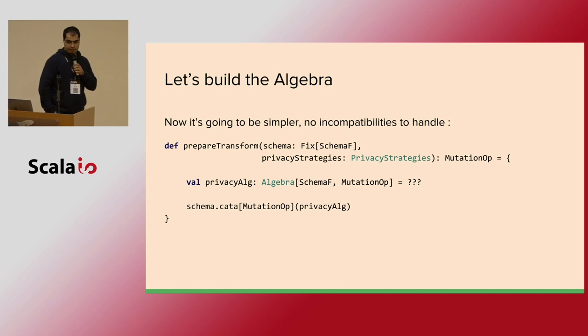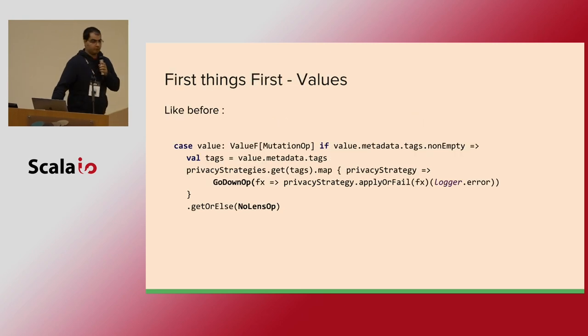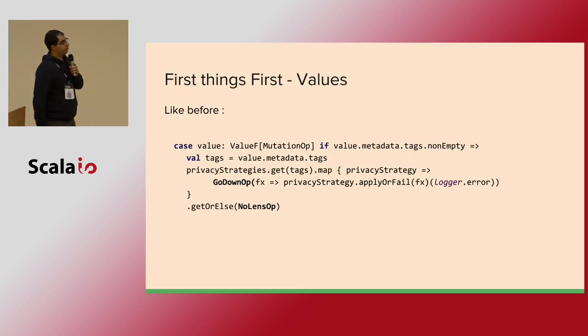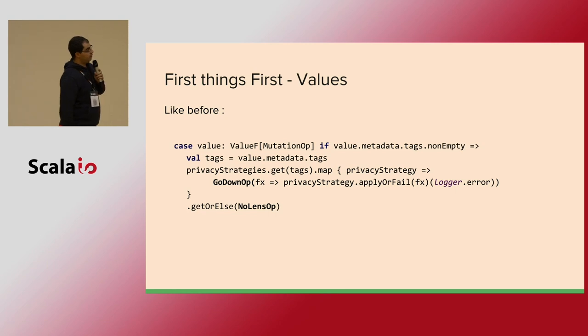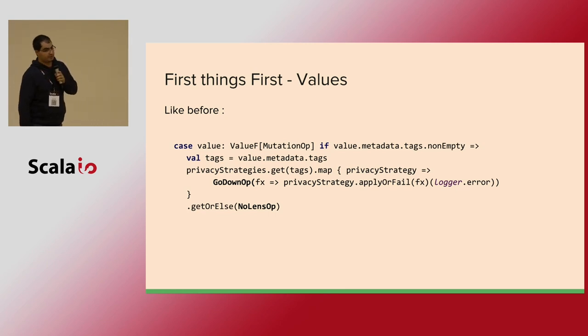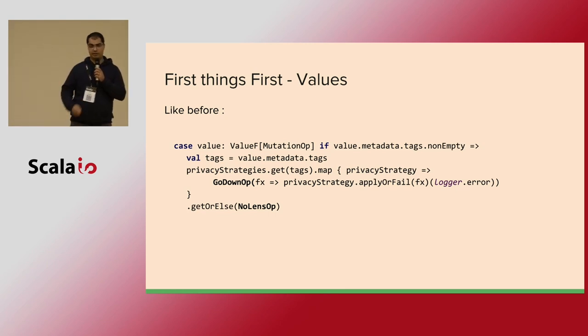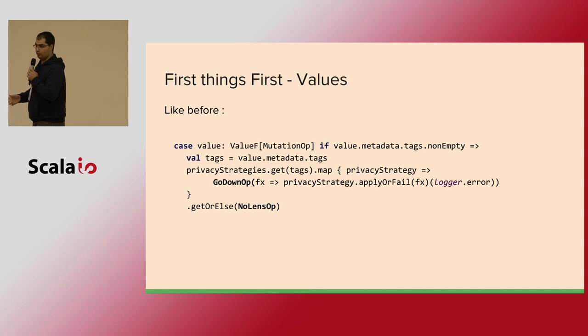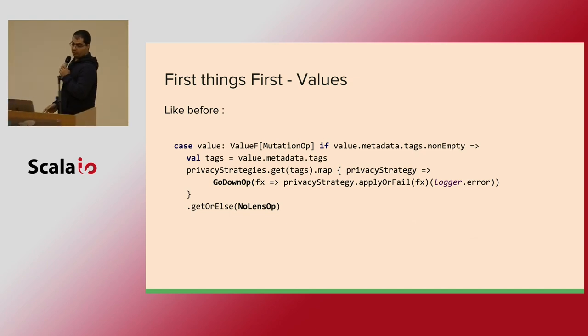So let's build the algebra. This time I don't need an ILO, I just need a cata and a privacy algebra. First things first, let's match values. Well, values are pretty simple. I check the privacy strategies, but this time I pretend like I have the data. I define a lambda that will take this piece of data and actually apply the privacy, and I wrap it into a GoDown op. If I have nothing to do, then a NoMutation op is going to be outputted.